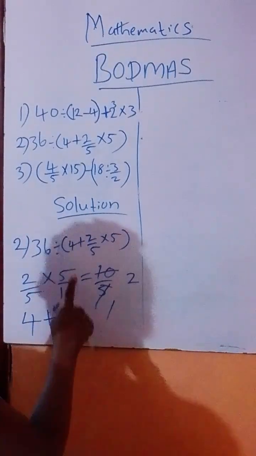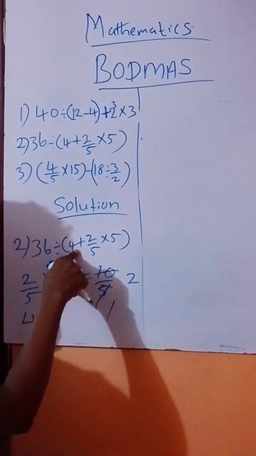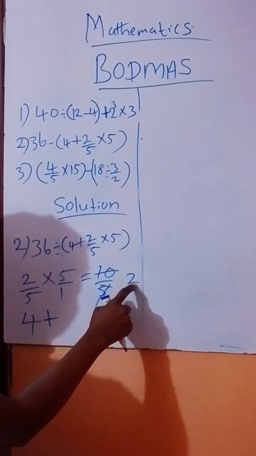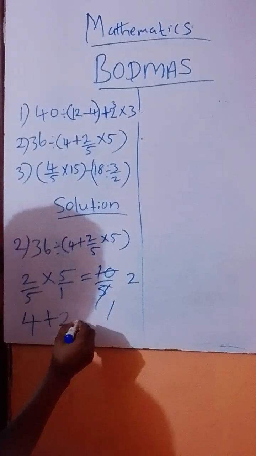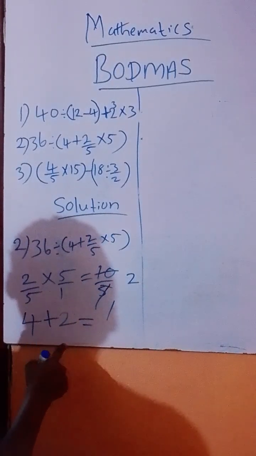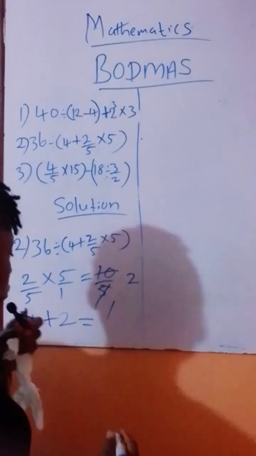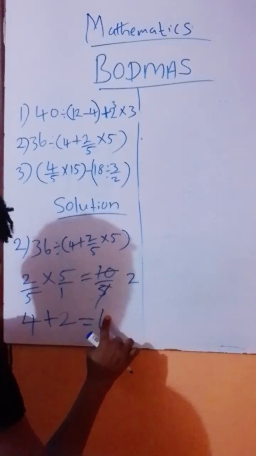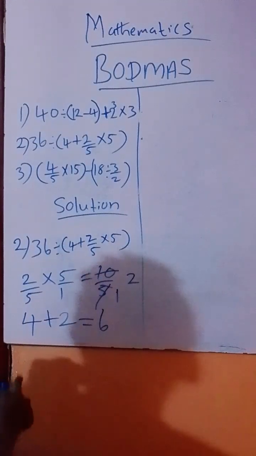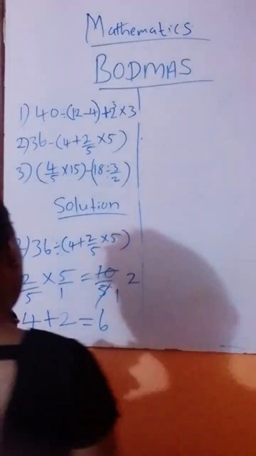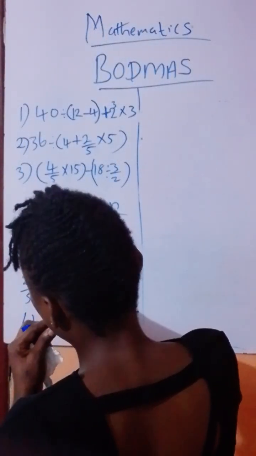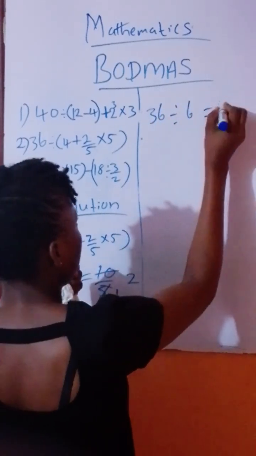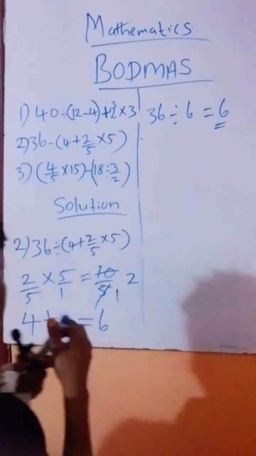We have this 4 inside the bracket. We bring down this 4 here, plus this 2 that we got here. We add it together. 4 plus 2 is going to give us 6. Then bring down your 36. 36 divided by 6 is going to give us 6. That means our final answer is 6.